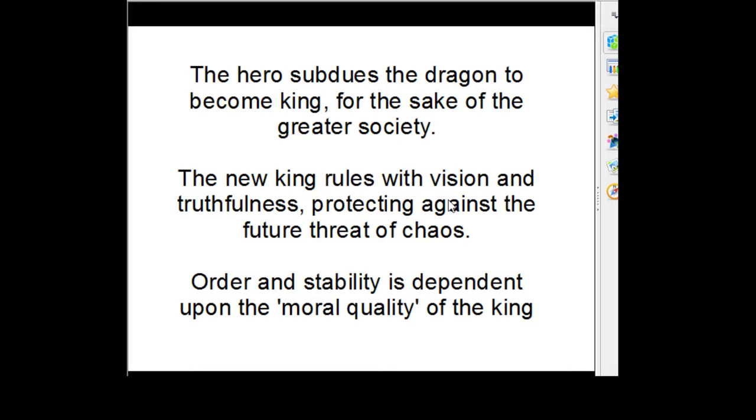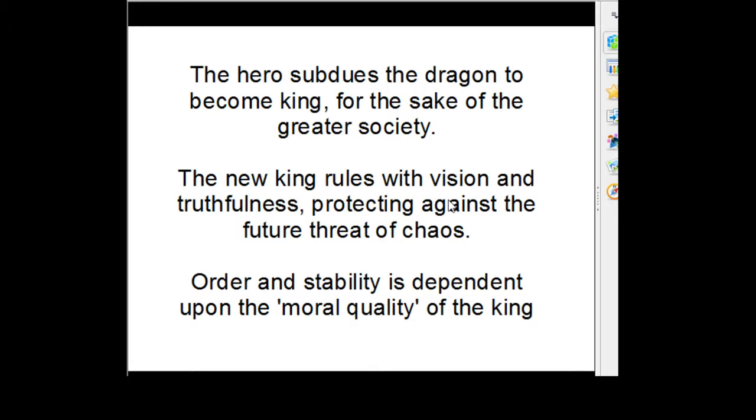Truthfulness is very important in the sense that it's the opposite of deception. Anything that is covered up and unknown can, in a sense, deceive you. So truthfulness is a way of revealing things to the present. The king's job is to protect against the future threat of chaos with his vision and his ability to be deeply truthful.